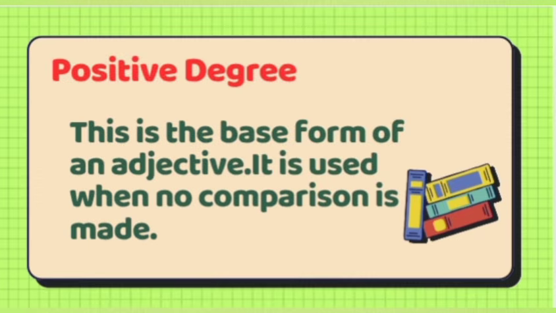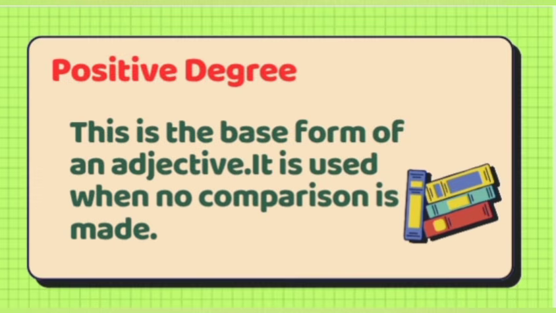And when is it used? It is used when no comparison is made, when we do not compare between 2 or more things, then we use this positive degree. We use this positive degree when we describe only one thing, one person, one place, one animal. Then this positive degree is used.